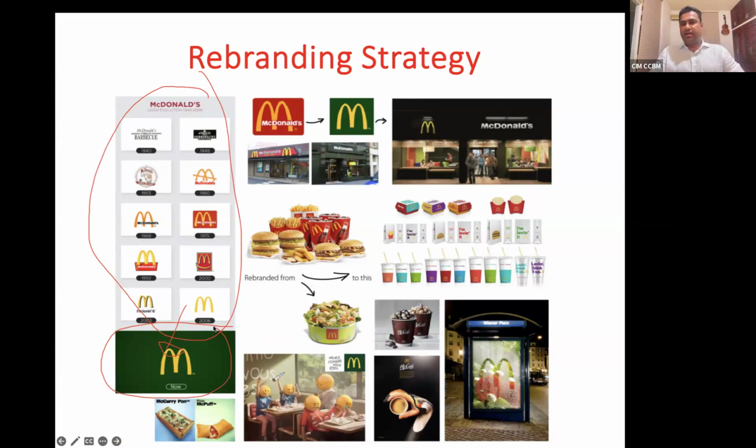They're going into green McDonald's because the world today is demanding healthy food. So they are moving from this kind of store to this kind of store, and from this kind of food to this kind of food. You can see here salads and all that. So rebranding is an important exercise. You have to carefully do it because you're changing your logo, your signage. And in this case, you're changing your menu, your products also change.